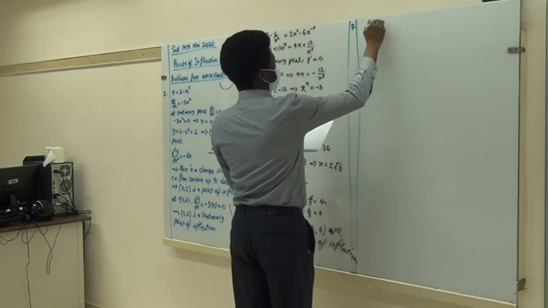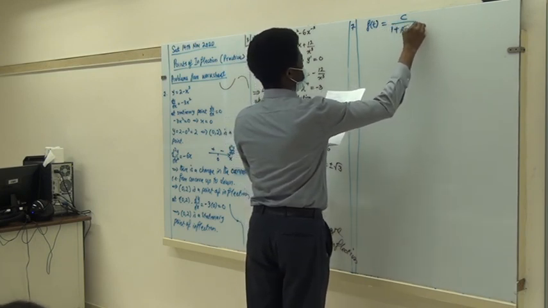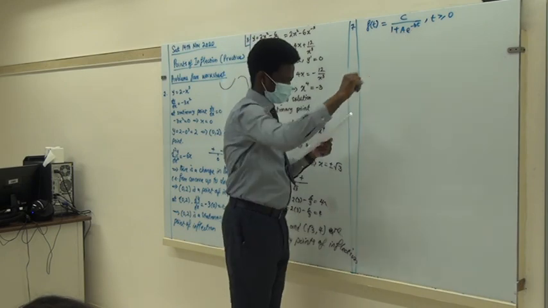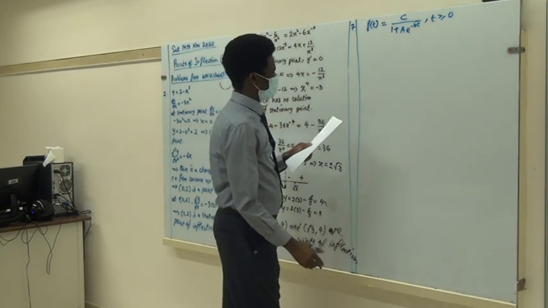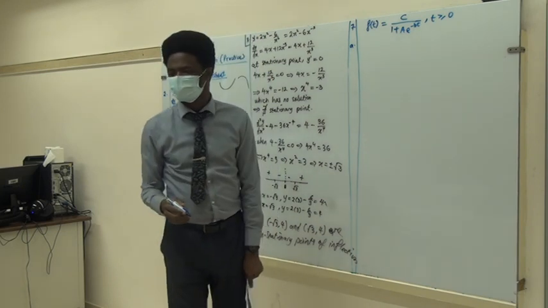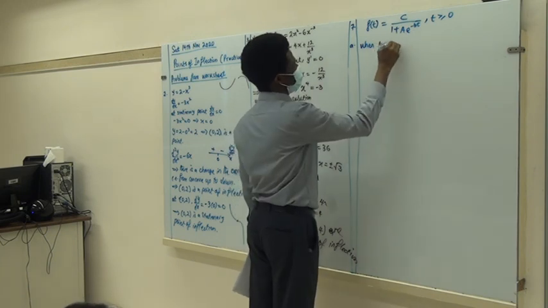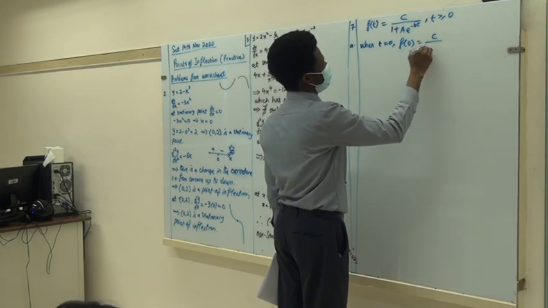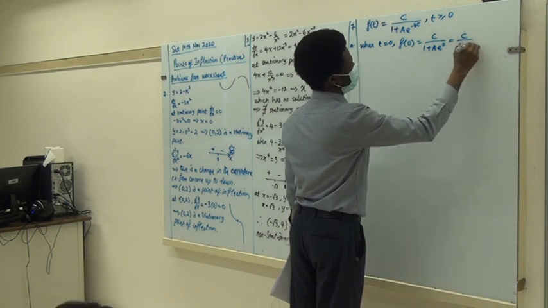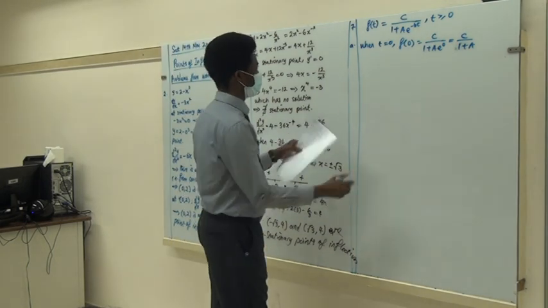Question 7: consider the logistic function f(t) = c over 1 plus a exponential minus bt, where t is greater than or equal to 0, where a, b, and c are positive constants. Find the y-intercept. The y-intercept is when t is equal to 0. This time they are not dealing with x, so you have to be very careful. So when t is equal to 0, f(0) will be c divided by 1 plus a times exponential 0. Agreed? So a times exponential 0 is a, that would be c over 1 plus a. So that's the y-intercept, or (0, c over 1 plus a).